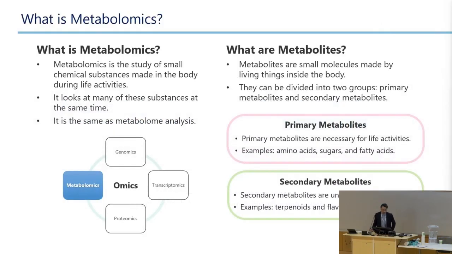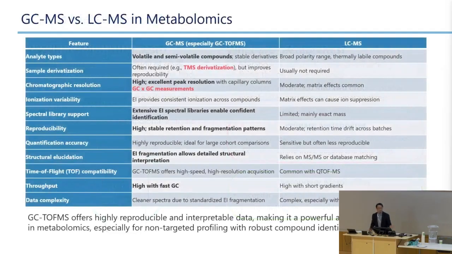Of course you already know about metabolomics. Metabolomics is the study of the small chemical substances made in the body during its activities, so small molecule is a good keyword for these applications. This is a summarized table comparing GC-MS and LC-MS for metabolomics. We can use LC-MS, but GC-MS is still very advantageous because metabolomics should be measured for small species.